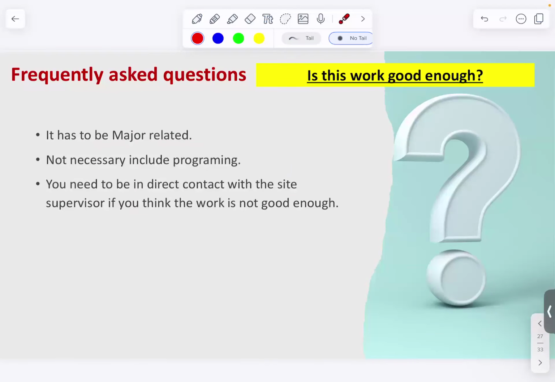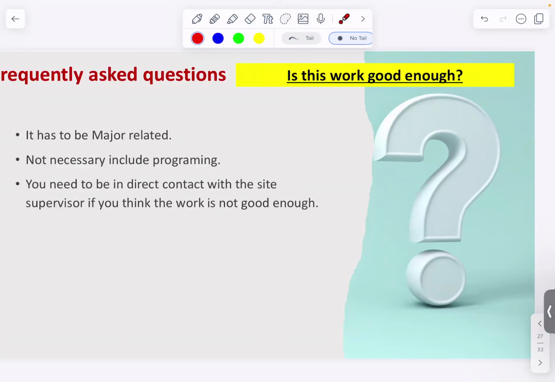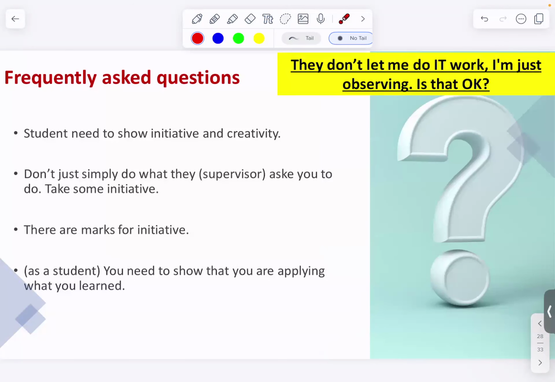Is this work good enough? It depends. As I said at the beginning, you have to get an assignment plan, a task plan, and report that plan immediately to the academic supervisor to get the approval, and the academic supervisor will tell you whether it is good enough or not. That is the answer to such a question.